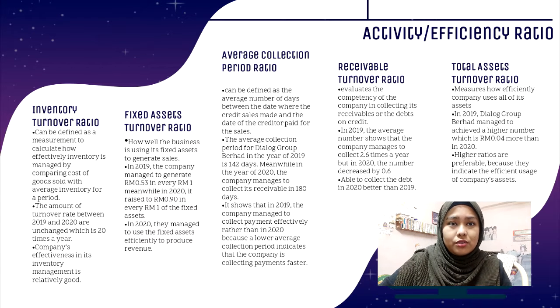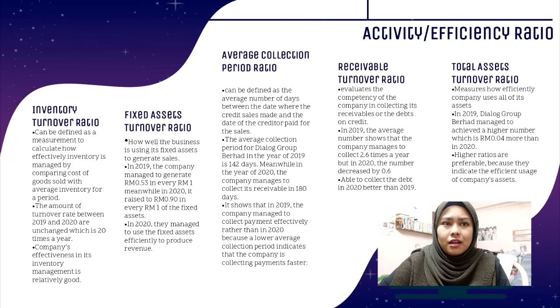Next, we're moving on to receivable turnover ratio. The receivable turnover ratio is an accounting method used to quantify how effectively a business extends credit and collects its debt on that credit. The calculation made for the year 2019 has shown that Dialog Group Berhad managed to collect the accounts receivable approximately 2.6 times in a year. But in the year of 2020, the number went down by 0.6, while the company managed to collect only 2 times on average within a year.